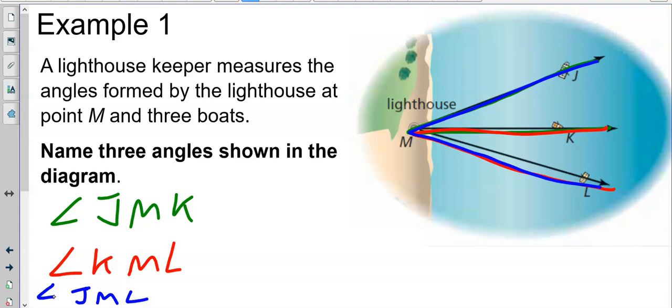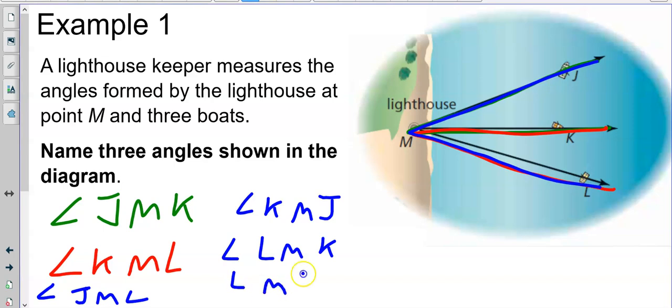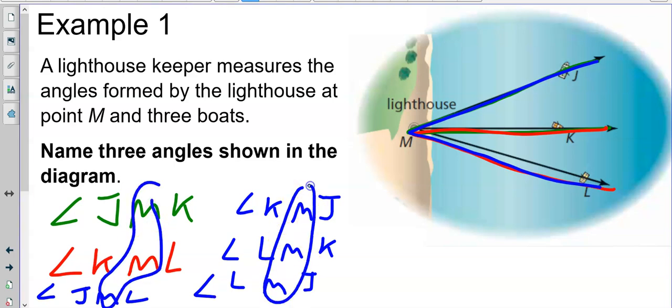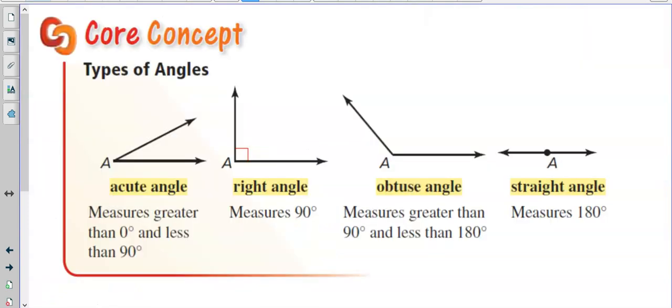Now, just a reminder, I could have called this KMJ, going the opposite direction, LMK, again the opposite direction, or LMJ, going the opposite direction. Notice, though, M is in the middle all the time. This point must be the middle letter. You cannot call it JKM. Just be careful about that.